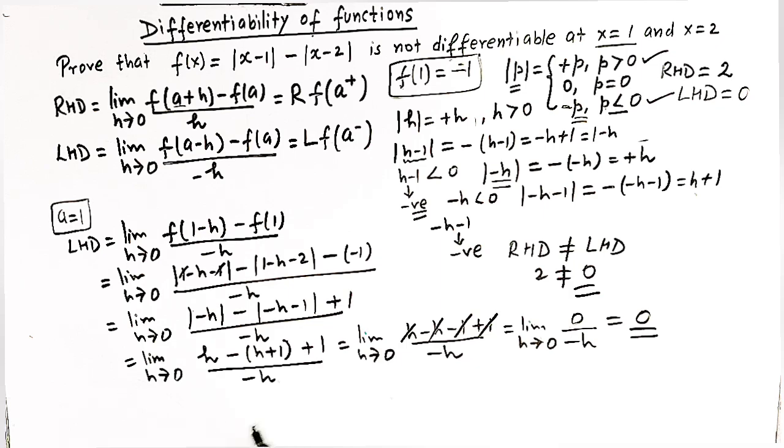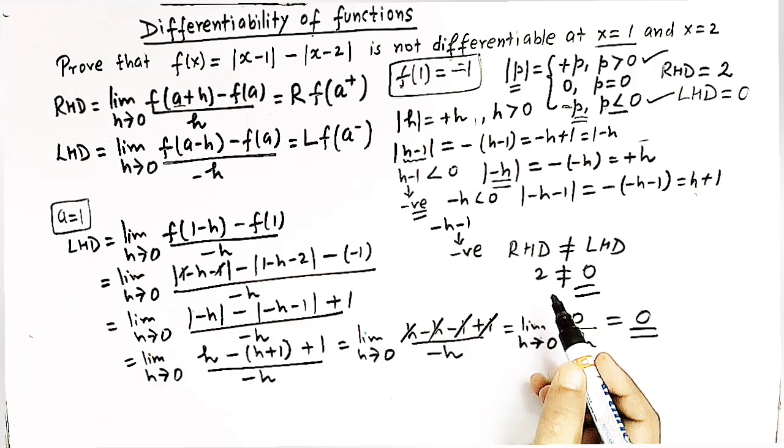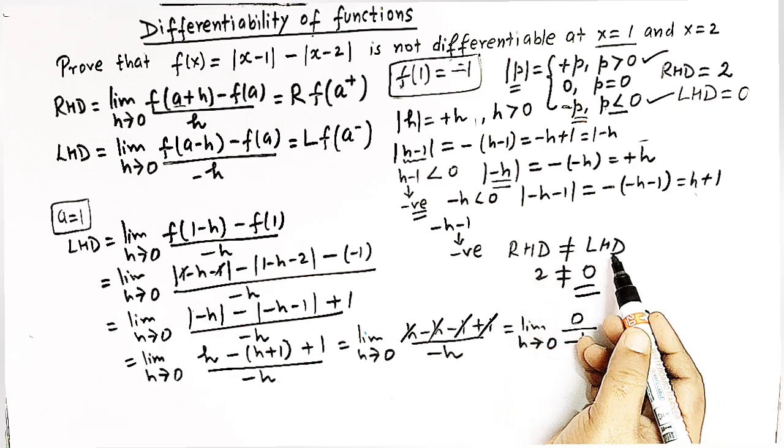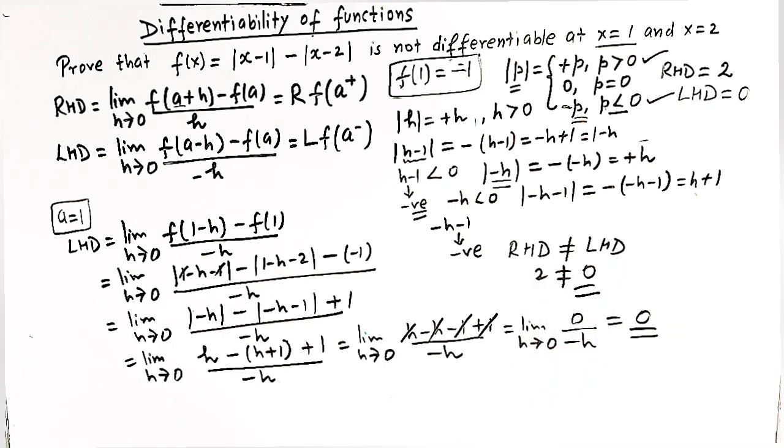for a function to be differentiable at a given point in its domain, the right hand derivative and the left hand derivative both should exist, and they should be finite, and moreover they should be equal to each other. But in this case, the right hand derivative is not equal to the left hand derivative, that is 2 is not equal to 0, right? So the function is not differentiable at x is equal to 1.